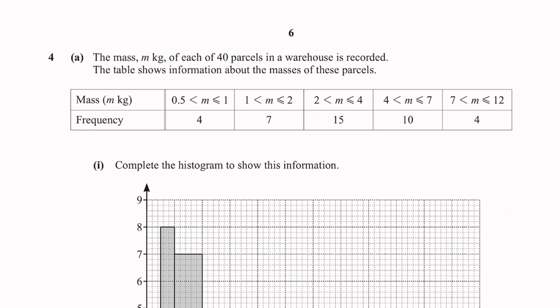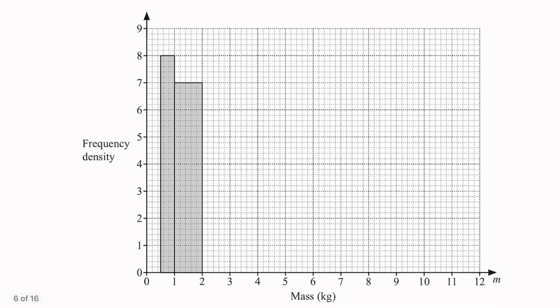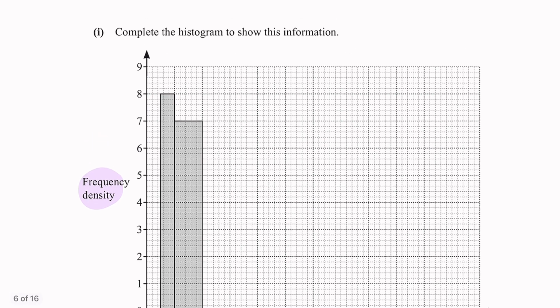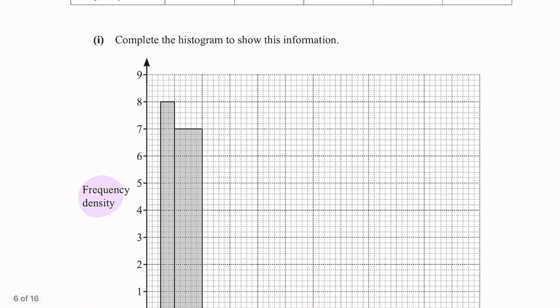Question 4. The mass m kilogram of each 40 parcels in a warehouse is recorded. The table shows information about the mass of these parcels. Complete the histogram to show this information. In this case, they want you to calculate the frequency density. And the frequency density is calculated by frequency over the class width.